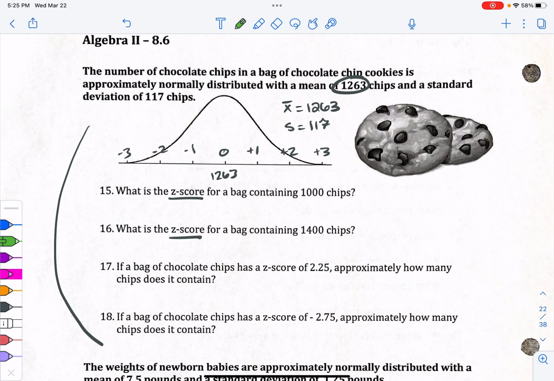1263 plus... Are you enjoying Twinkle Twinkle Little Star?